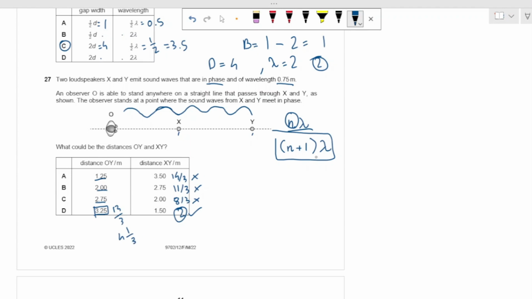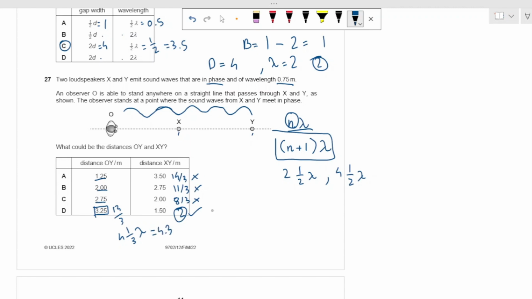(n + 1/2) lambda means an odd number of half waves, so it could be something like 2 1/2 lambda or 4 1/2 lambda. An odd number of half waves would give you antiphase. But in this case, it is 4 1/3 lambda, which in decimal is basically 4.3. That is 4 waves and 0.3.